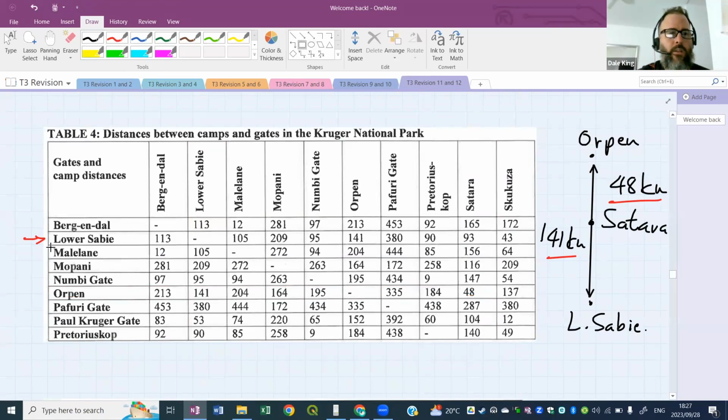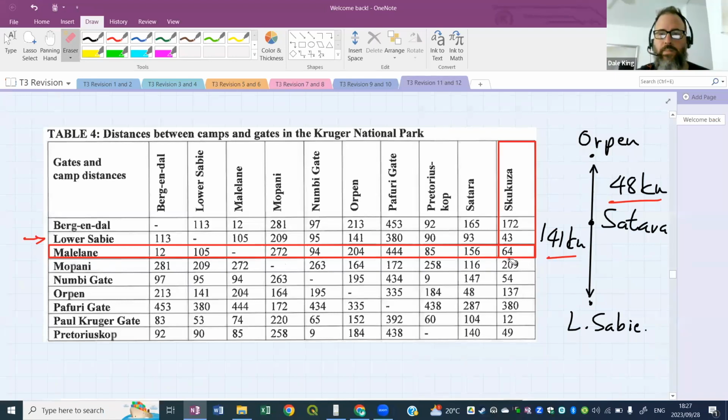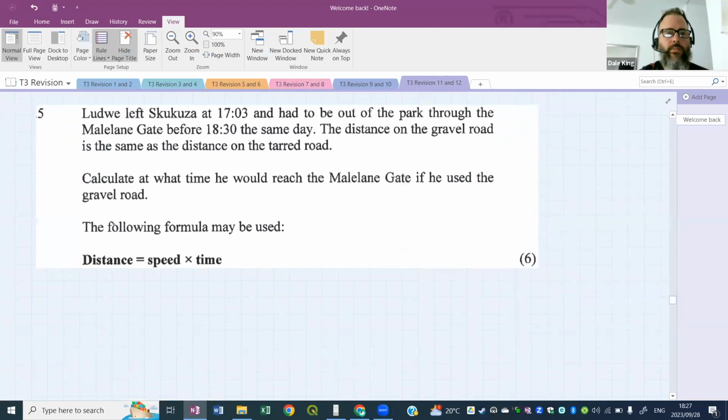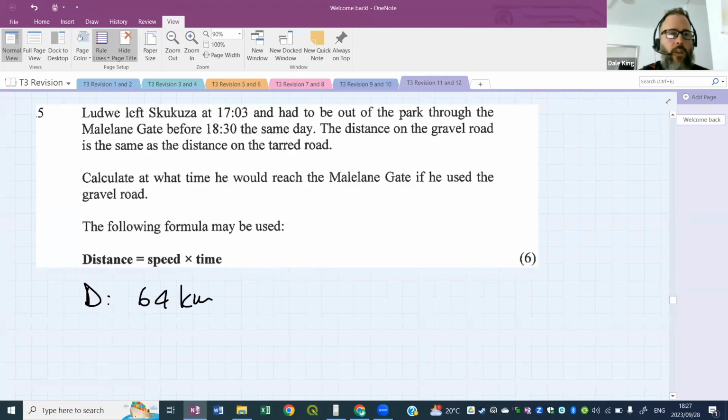We need a distance. So we've got Malelani over here, and we've got Skukuza over here. Okay, there we go. We got Malelani and Skukuza, and it's 64 kilometers based on this table. So that's our distance. All right, let's bring that down. Okay, so our distance is 64 kilometers. Calculate at what time he would reach the gate if he used the gravel road. All right, so we're using the formula distance is equal to speed times time. What speed does he travel?